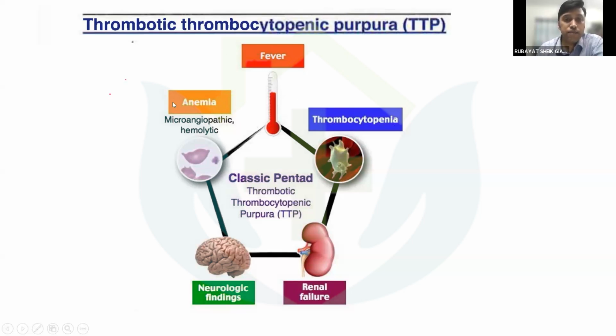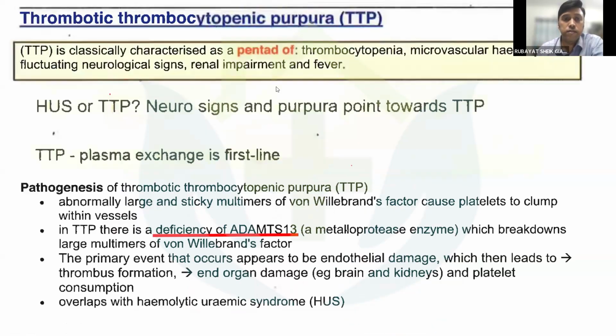So this classical pentad of fever, anemia, thrombocytopenia, renal failure, and patient will be confused. In your case, you will get a patient with fever, low platelet count, anemia, high creatinine, and having some sort of neurological features like confusion, seizure, or something. That will help you diagnose TTP. So classic pentad of symptoms.